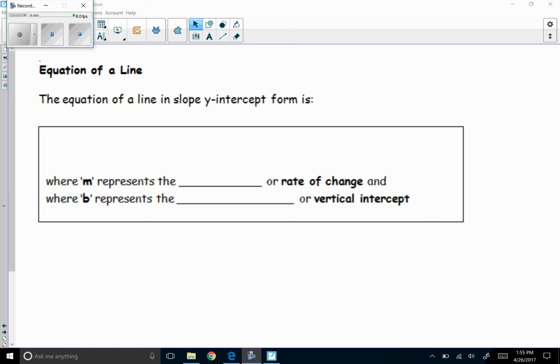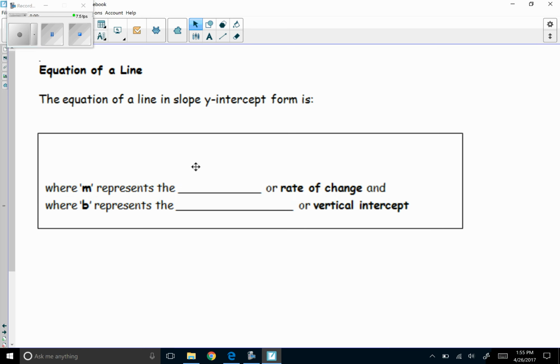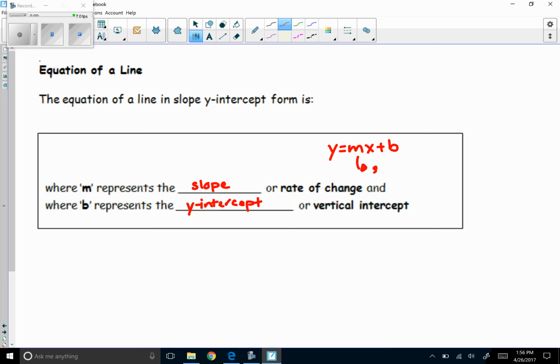So the m represents the slope, or the rate of change, and b represents what we call the y-intercept, or vertical intercept. So when you see y equals mx plus b, you know that the slope is right beside the x, and the y-intercept is the number on its own.